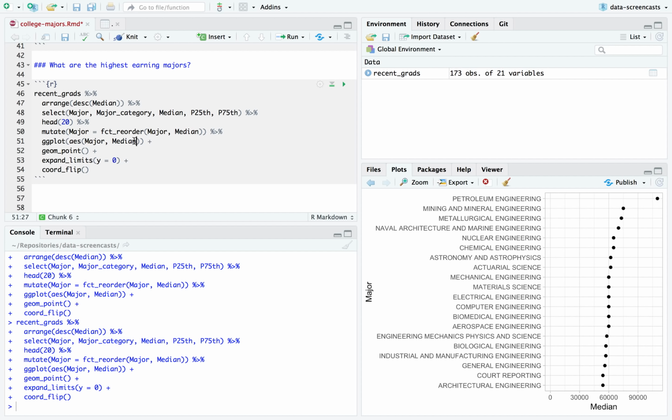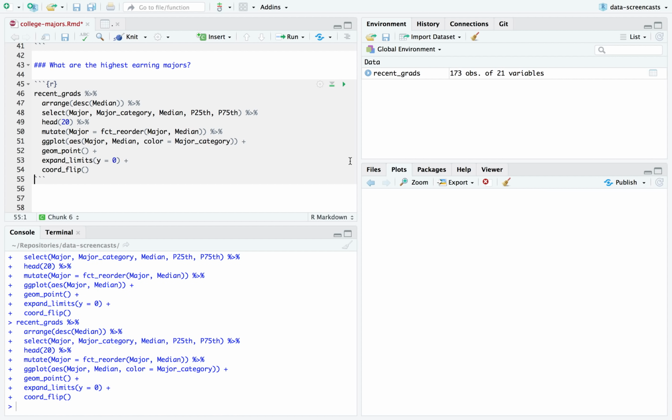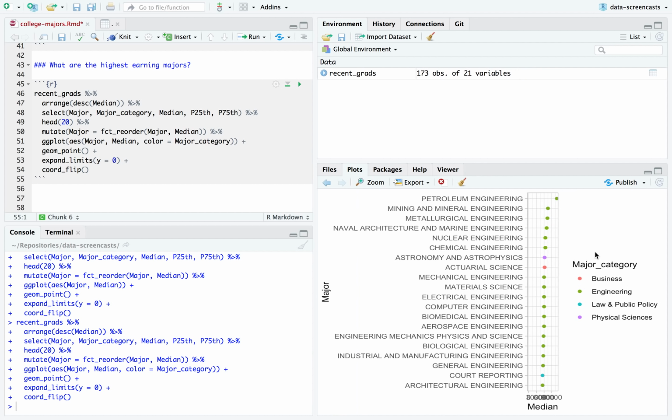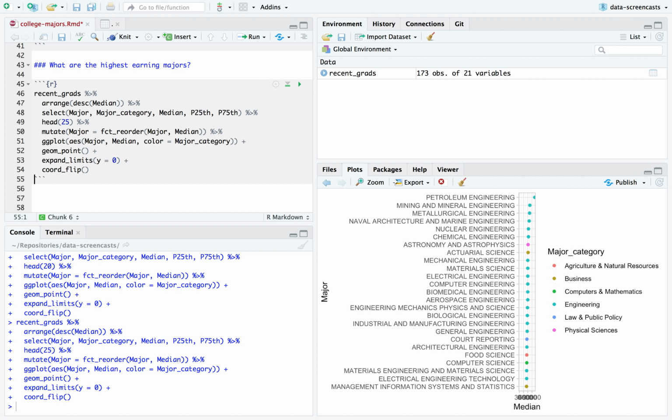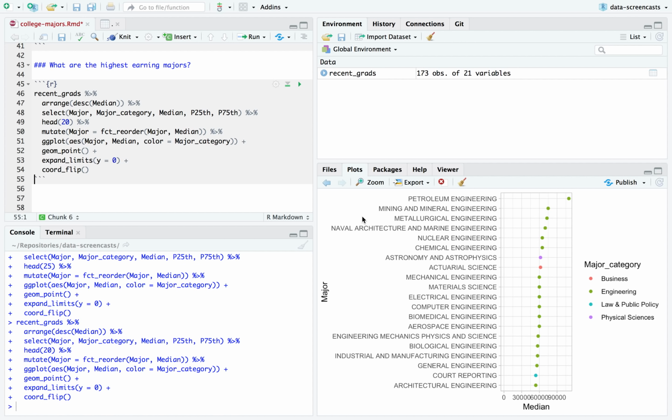And I'm actually going to use another aesthetic. I'm going to say color equals major category. And this means I'm going to be able to really get that conclusion that it's mostly engineering. I can probably fit 25 onto this graph. I cannot, because that gets another category and it's not really worth the effort.